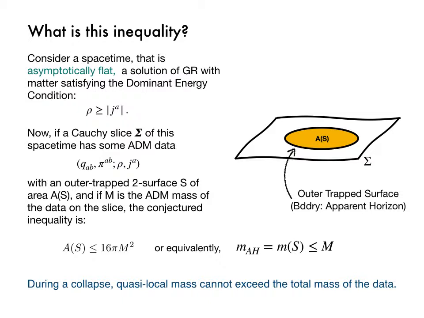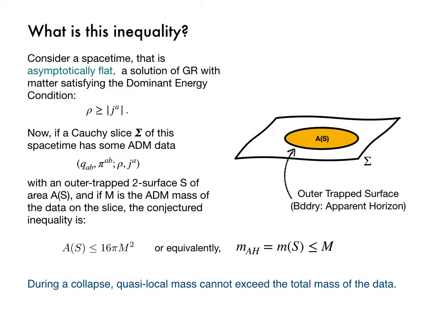Now, suppose there is an outer trapped two-surface S of area A_S on the slice, and if M is the ADM mass of the data on the slice, then the conjectured inequality is that the area of this surface S is always less than or equal to 16 pi M squared.